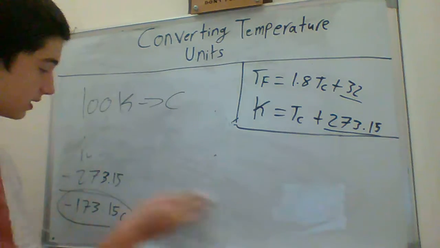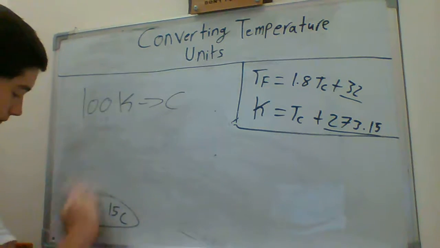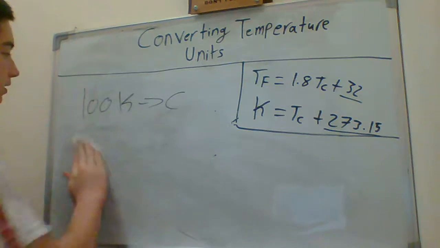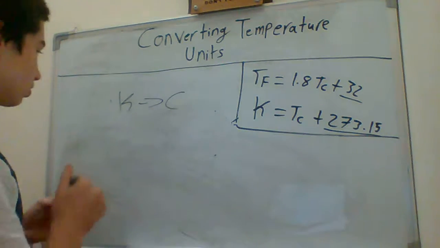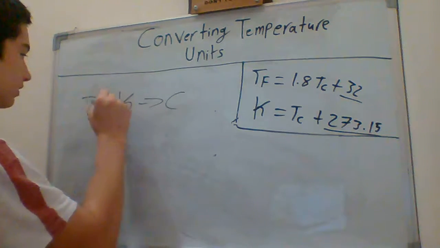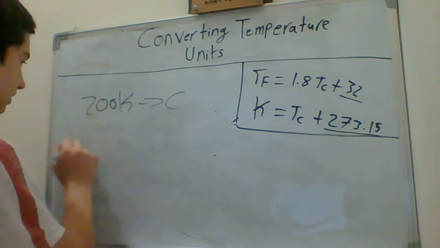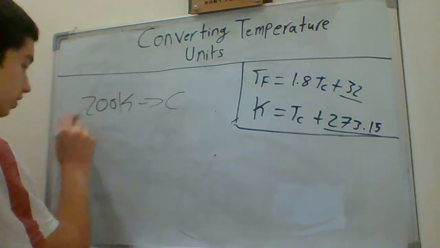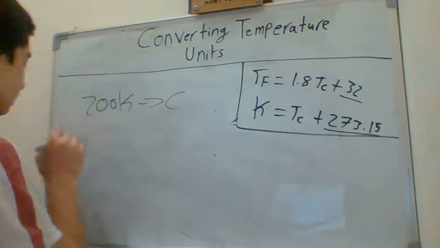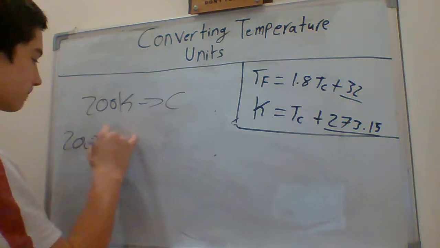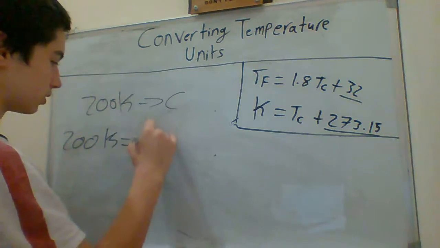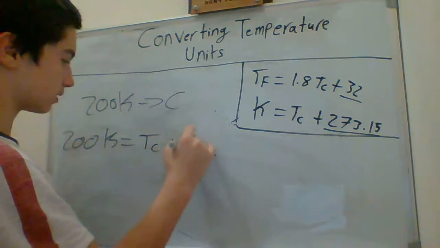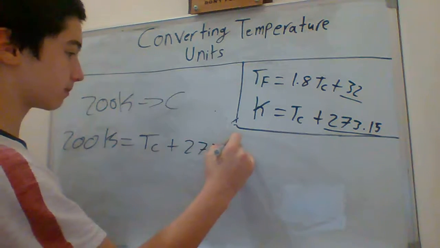Now it's going to be the conversion of, again, Kelvin into Celsius. So we're going to have 200 Kelvin, convert that to Celsius. So what we're going to do is put the equation. Which equation? You're right, that one. So 200 Kelvin equals TC plus 273.15.